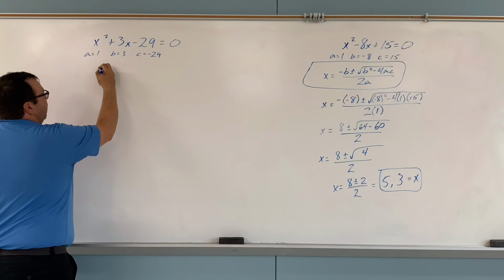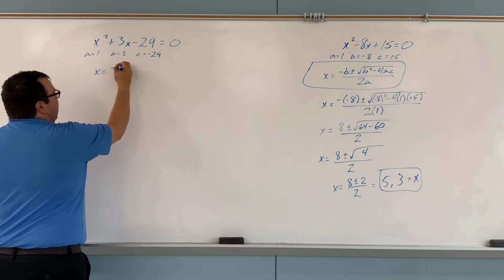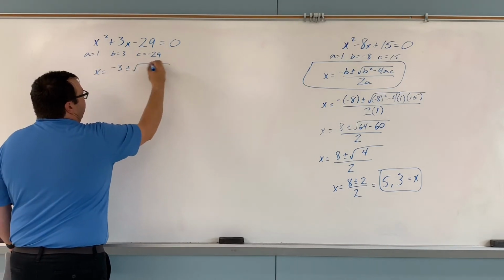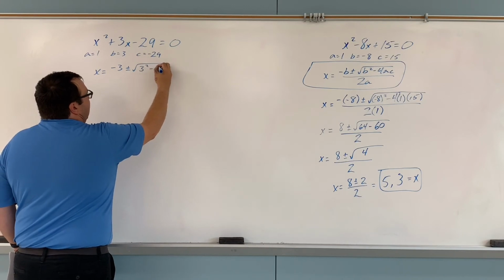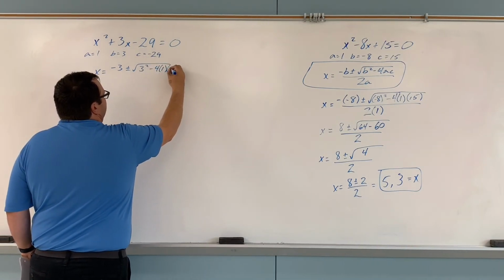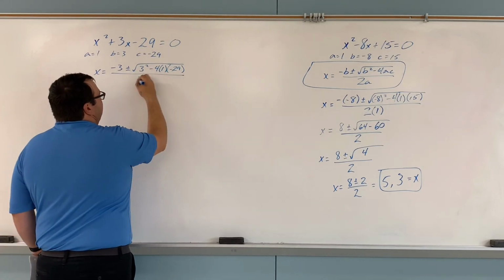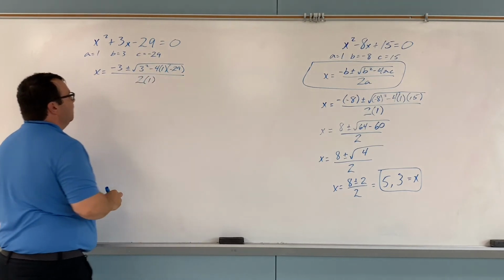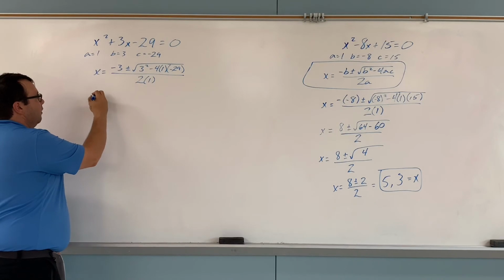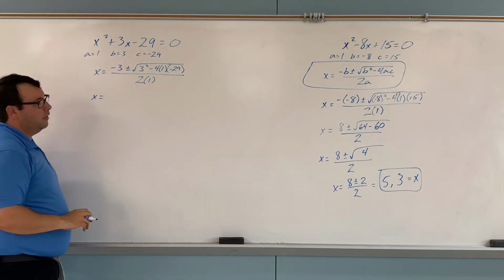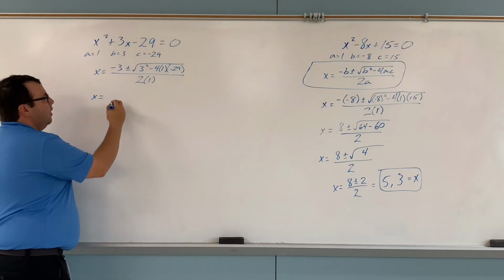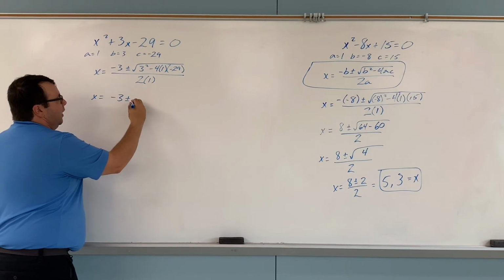Let's plug in our values. So I have x is equal to negative 3 plus or minus the square root of 3 squared minus 4 times 1 times negative 29, divided by 2 times 1. Now, of course, you can use a calculator here because sometimes the values get a little bit hairy, and that's okay. But you got negative 3 plus or minus the square root.